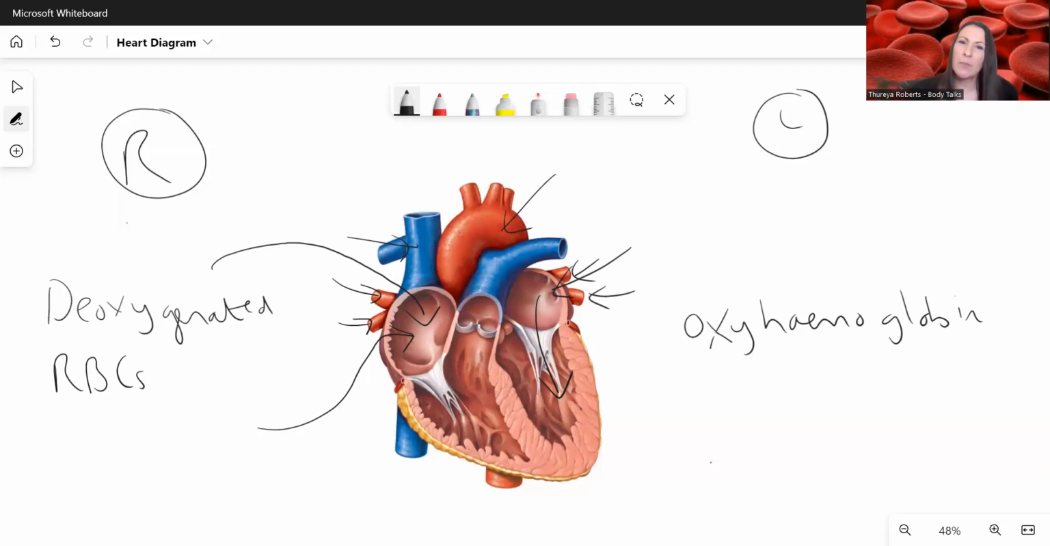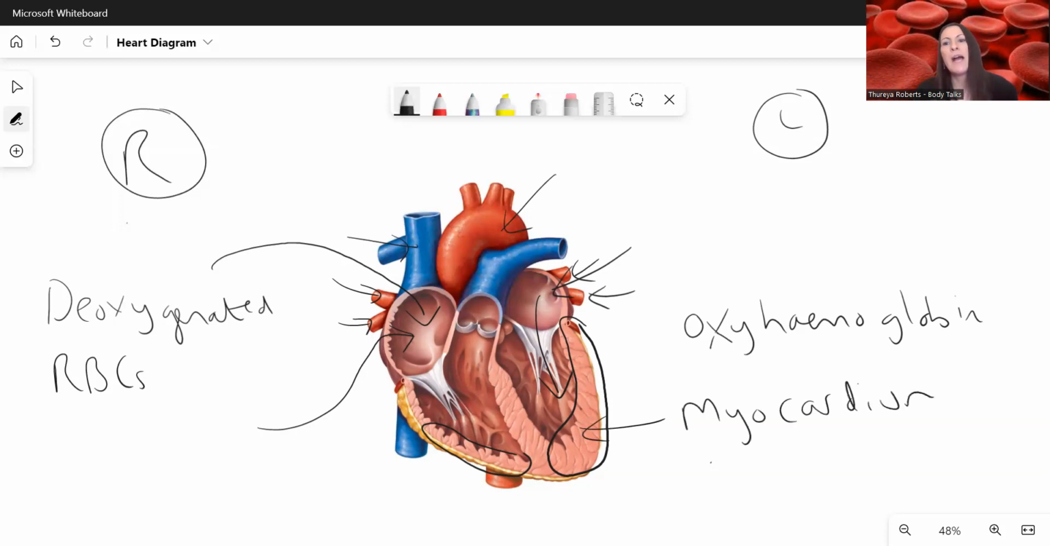Before I finish off this video, you can see this muscular layer here. I'm going to draw around it. See this thick muscular layer? You can notice that on the left-hand side of the heart, it's much, much thicker than it is here on the right-hand side of the heart. This thick muscular layer within the ventricles is actually the myocardium. Myo meaning muscle, and cardium because we're talking about the heart.